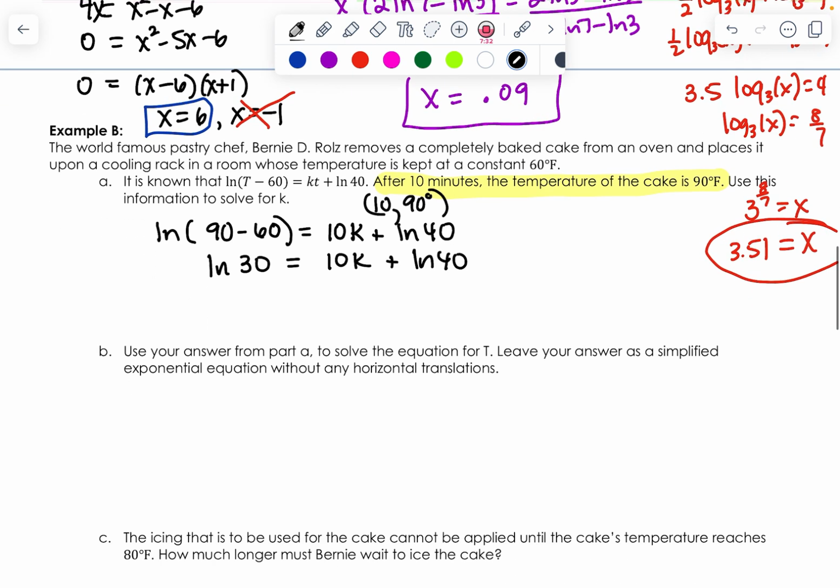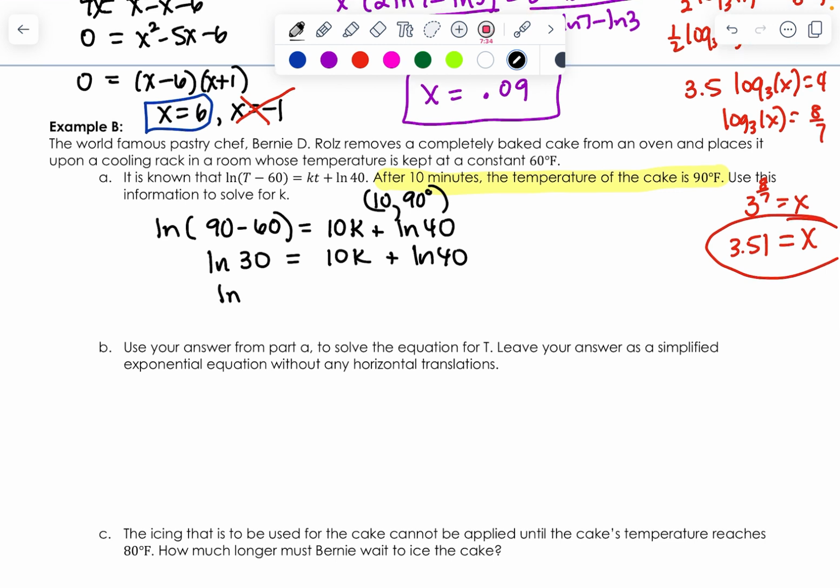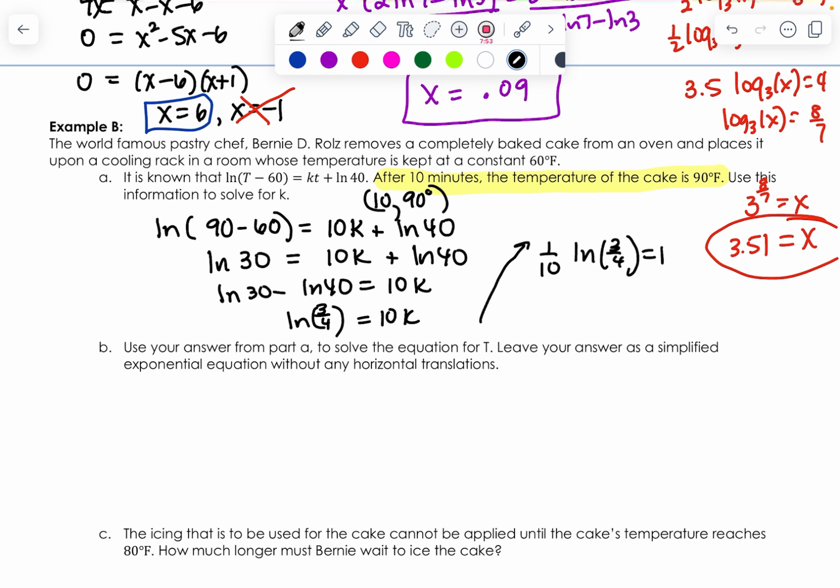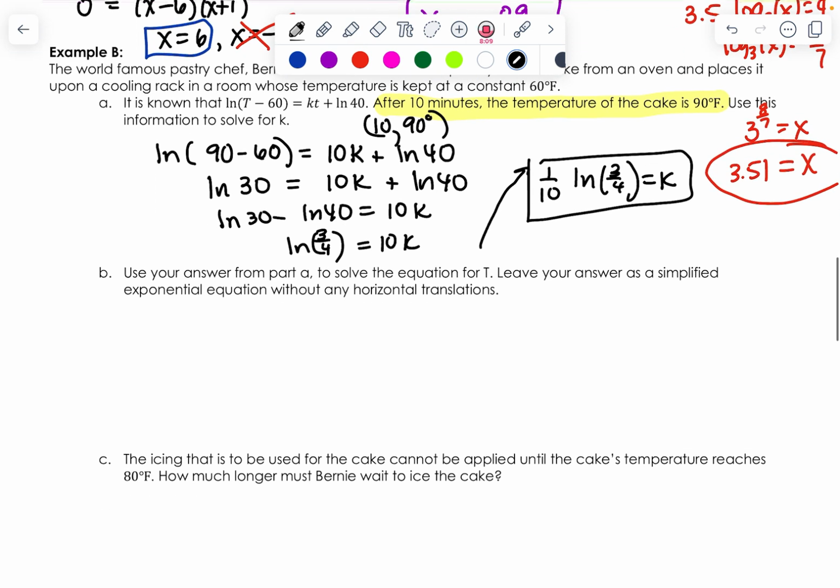Now watch this. This is really, really cool. I'm going to subtract the natural log of 40. But if I condense that, do you see how that is the natural log of 3/4? And then you divide by 10. And this is your k value, okay? And we could, in fact, get a decimal, but I'd rather leave it exact because then that's going to help me get more accurate final answers.